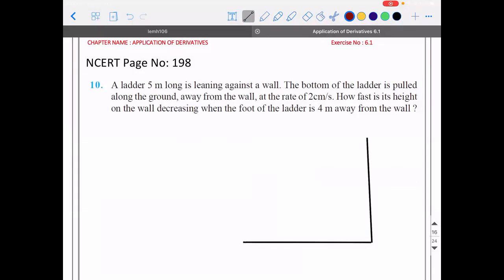There is a wall and a floor on which there is a ladder kept. So this ladder's total length is 5 meters. The bottom of the ladder is pulled along the ground away from the wall. So when it is pulled like this, what will happen to the top surface? Is it not going to come down like this?